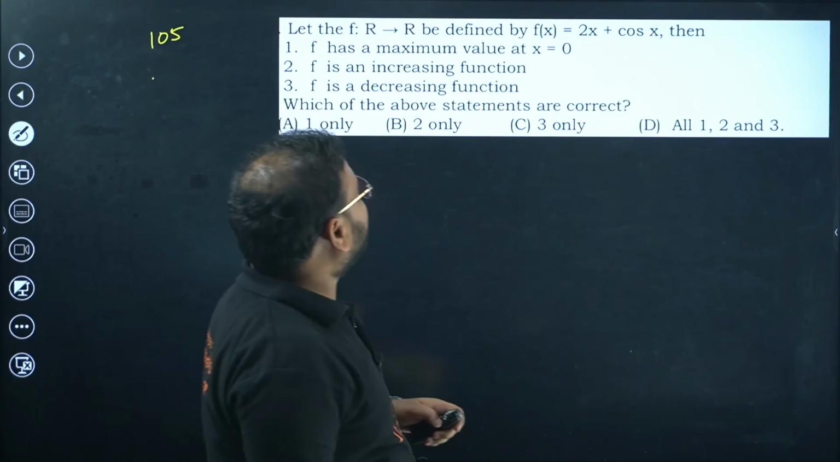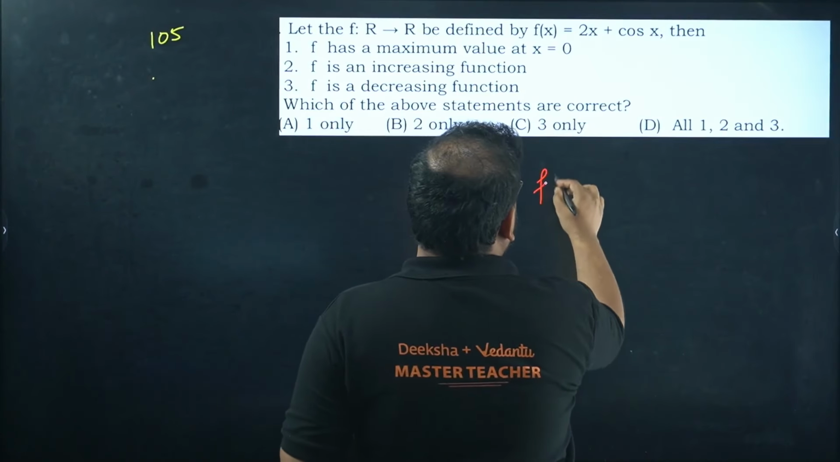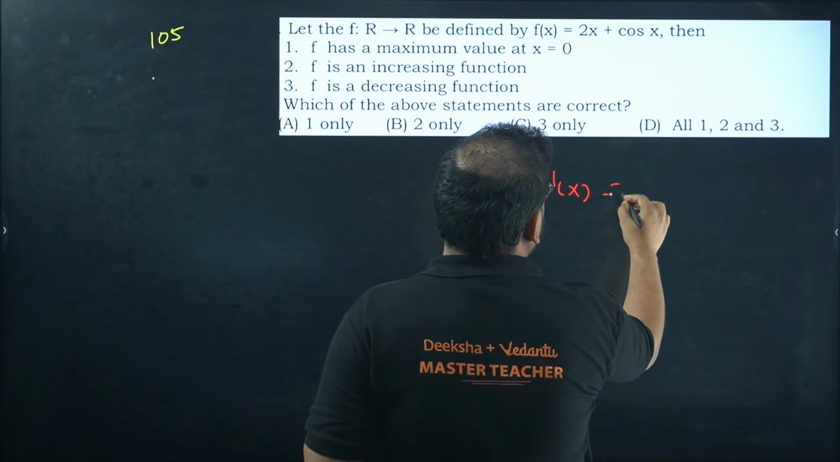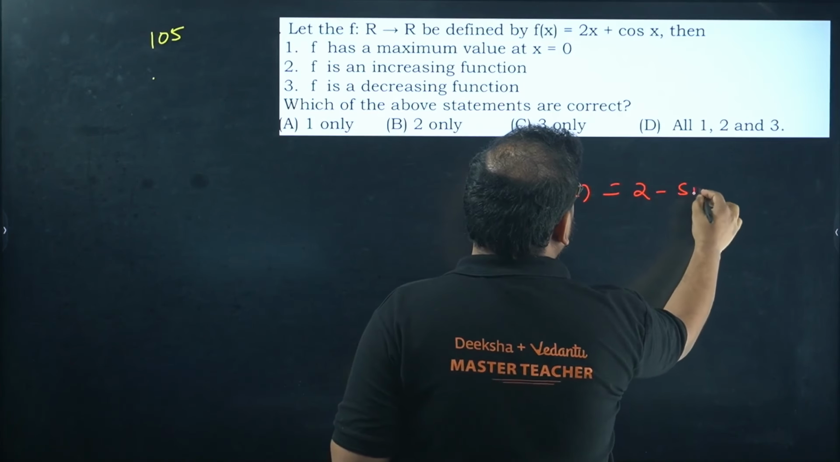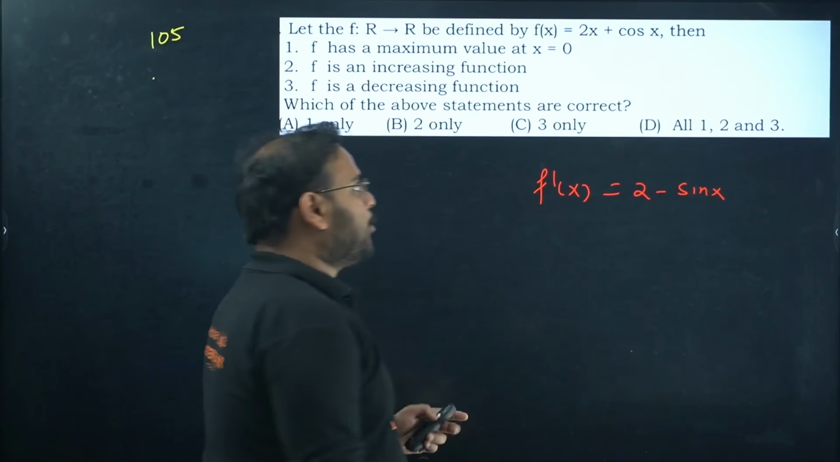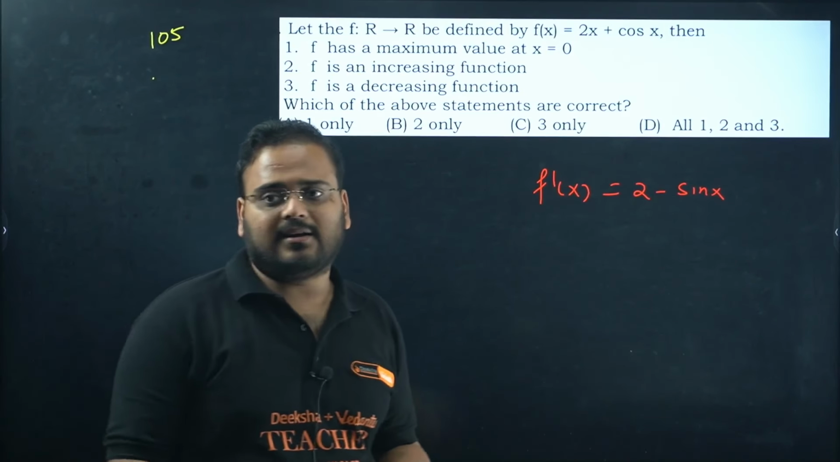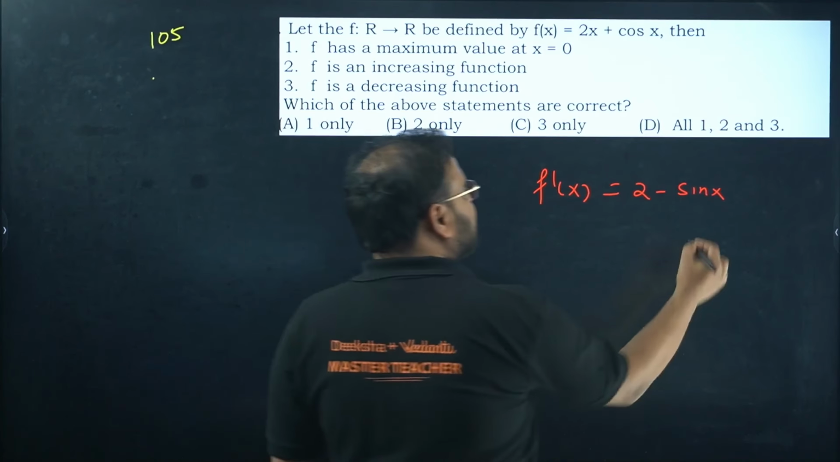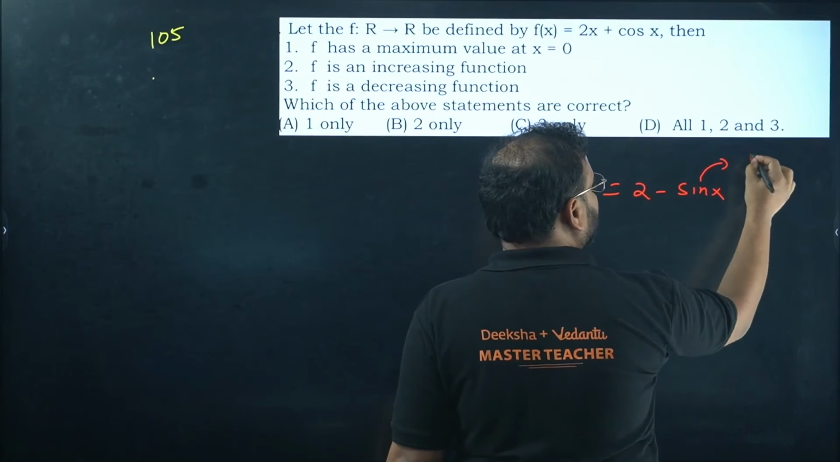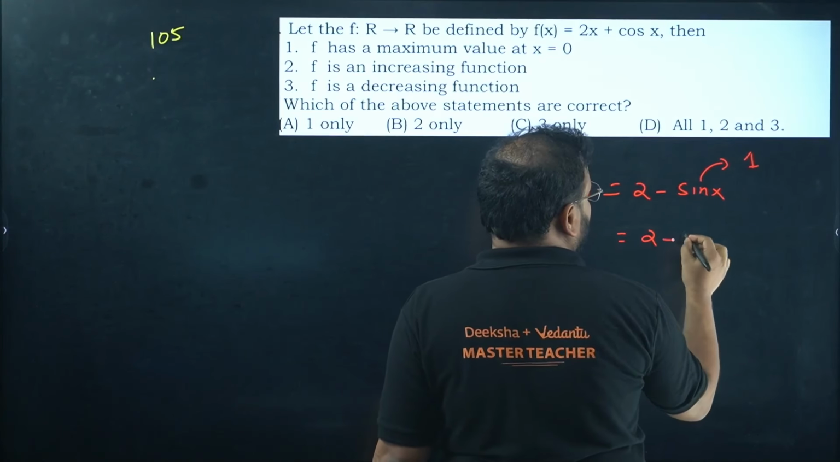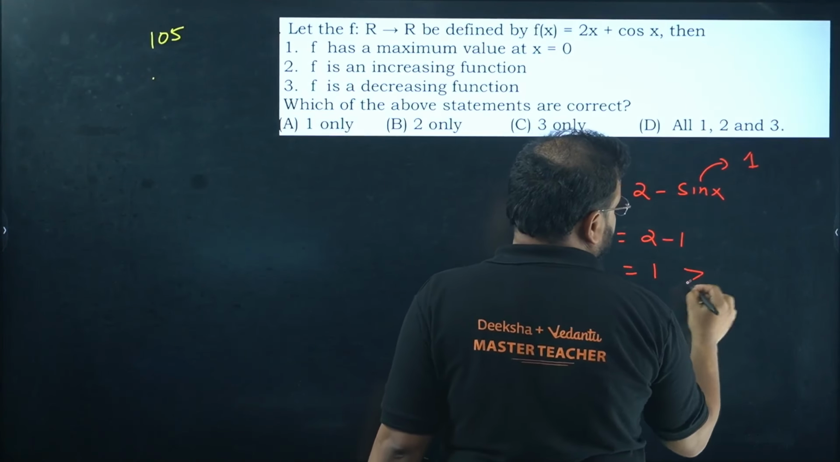Let f from R to R be defined like this. Let's find f dash of x, which is equal to 2 minus sin x. The derivative of 2x is 2, and cos will become minus sin x. Sin x maximum can go to what? 1. It means it will be 2 minus 1. The answer is 1, which is always more than 0.